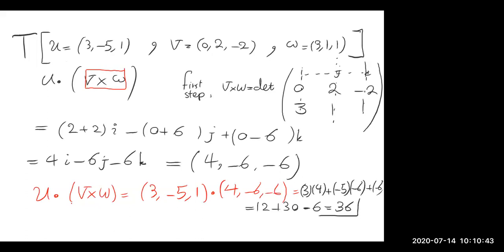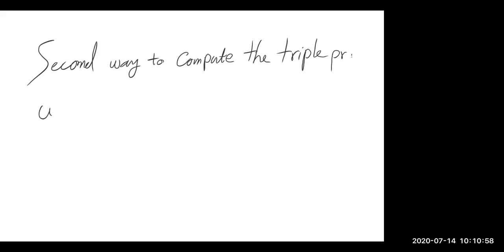Thank you. So there's a second way to compute the triple product. Rather than computing the cross product first and then computing the inner product with U, we can do all of them at the same time. We can write down these vectors here.